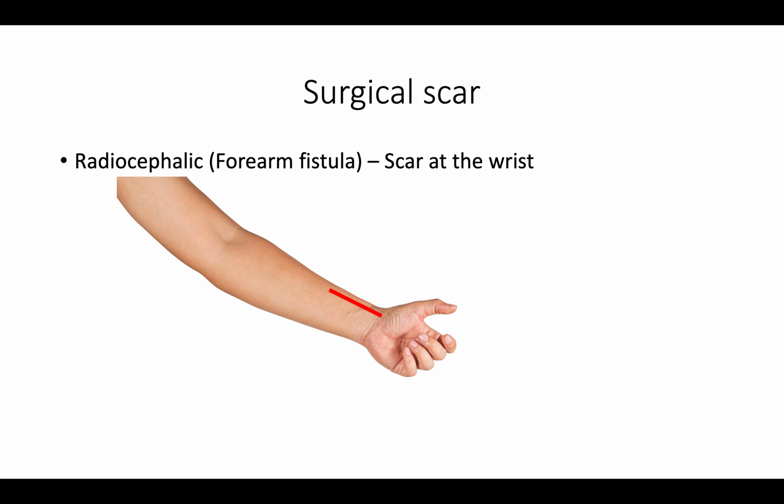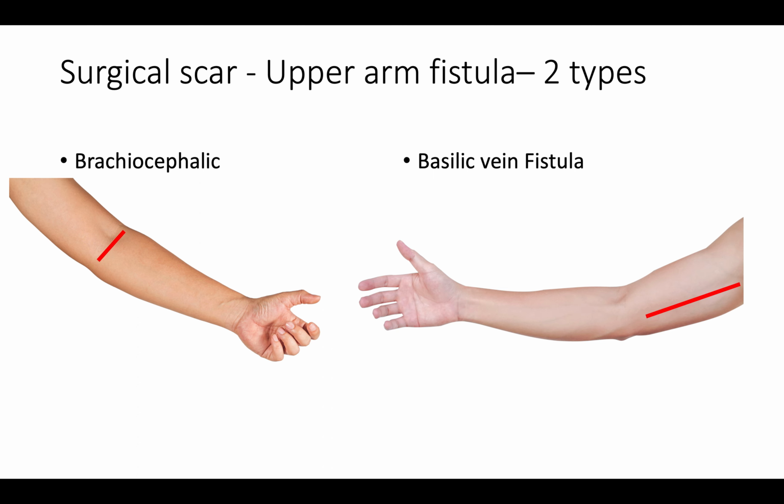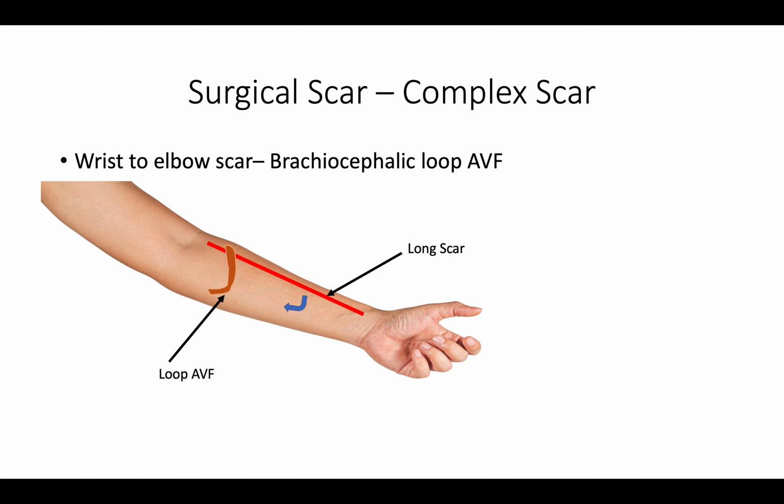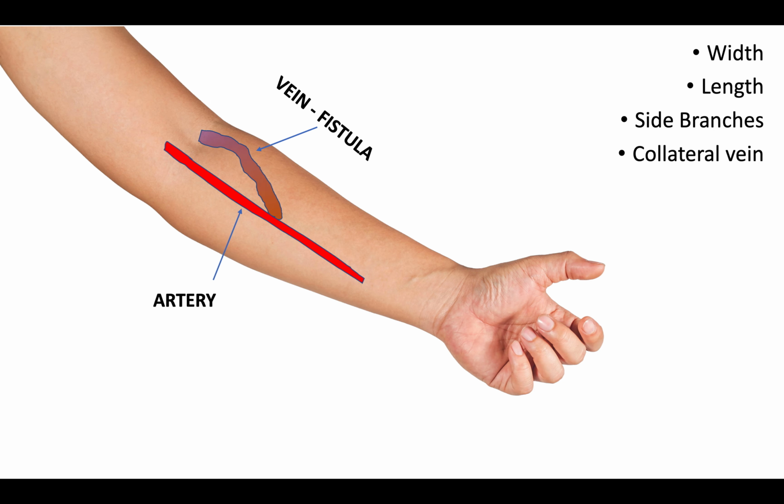A forearm or radiocephalic fistula will have a scar on the radial side of the wrist. The upper arm fistulas include a brachiocephalic and a basilic vein fistula. A brachiocephalic will have a horizontal scar at the elbow crease, while a basilic vein fistula will have a long scar, typically on the inner side of the upper arm. You can have complex scars. Typically, long scars are created when veins are transposed, like in this case, the cephalic vein in the forearm is transposed, looped, and anastomosed to the brachial artery at the elbow.